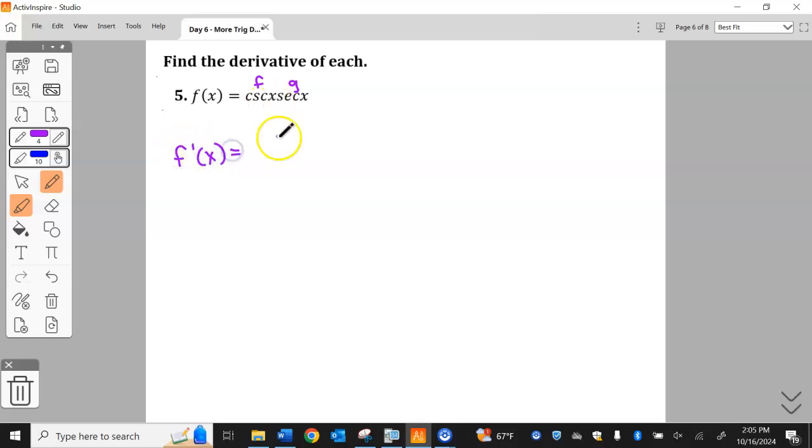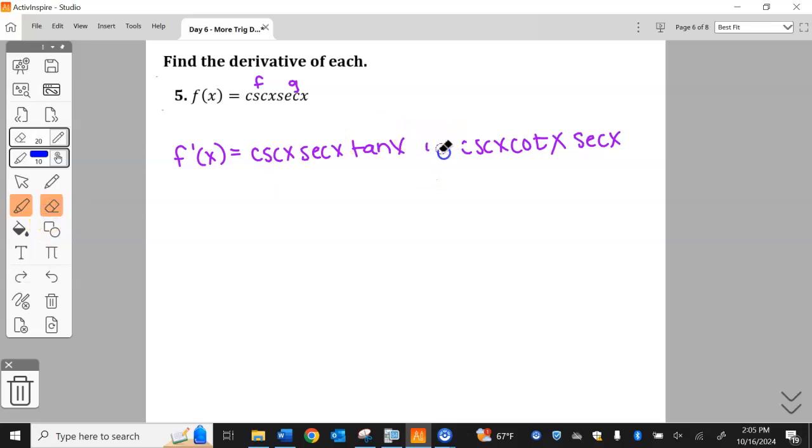So for my derivative, I'm going to have cosecant of x, and then the derivative of secant is secant times tangent, so those are all just multiplied together. Then plus the derivative of cosecant, that is negative cosecant cotangent, then leave secant the same. And again, they're all just multiplied together. I didn't put any parentheses there. And then instead of writing plus and negative, I'm just going to rewrite this as minus.